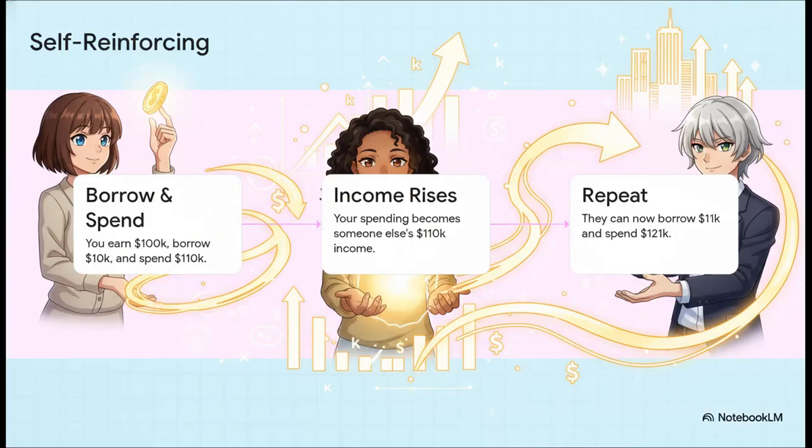So let's watch how this actually builds on itself. Imagine you borrow money so you can spend more than you earn. Well, that extra spending becomes someone else's income. Now they have a higher income, which makes them look more creditworthy, right? So they can borrow more and spend more. And their spending becomes income for yet another person. And the cycle just keeps feeding on itself, pushing economic growth up and up.